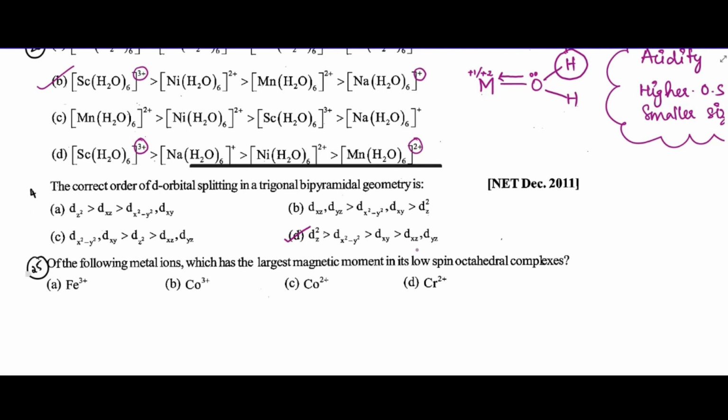Okay, next question, you can do it on your own. You have a low spin octahedral complex, which will have the highest magnetic moment. Low spin, consider the number of unpaired electrons. Of course, magnetic moment will also follow.